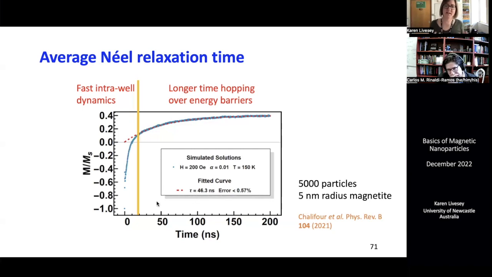I guess what you can take away from this as well, which is important, is that when it's Néel relaxation, the relaxation times are on the order of nanoseconds. They're quite fast. And we can contrast that to some of our other relaxation mechanisms in the slides to come.